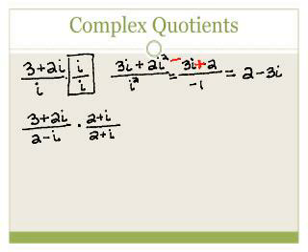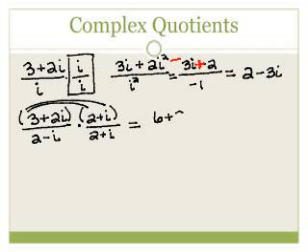In the numerator, it's a binomial times a binomial, so we have to double distribute here. So I've got to take the 3 times both the 2 and the I. So 3 times 2 is 6, 3 times I is 3I. Then we take the 2I times both of them. 2I times 2 is 4I. And then 2I times I is 2I squared.